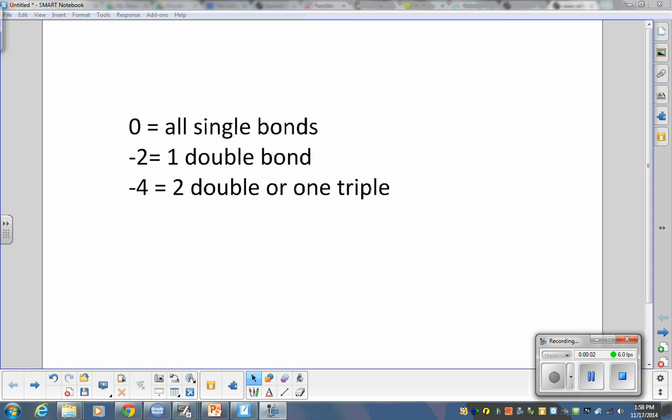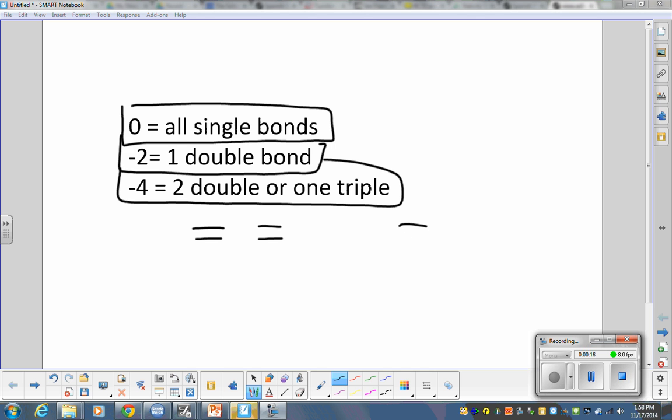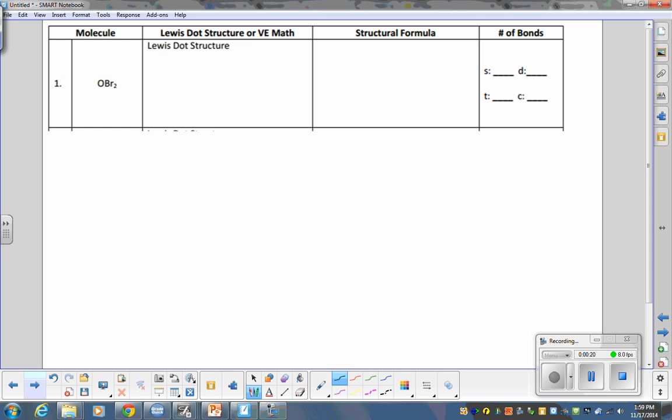Right, so the first thing you need to know if you're going to draw Lewis structures is that if you do the math real quick, if you get a 0, it means all single bonds, so you just add the dots. If you get -2, it's equal to 1 double bond. -4 is either going to be 2 double bonds or 1 triple bond, depending on what's going to make the molecule more symmetrical. So when we start, what's the first step?